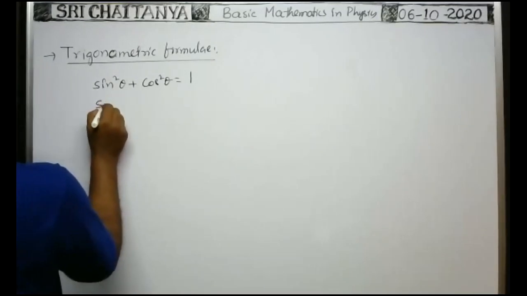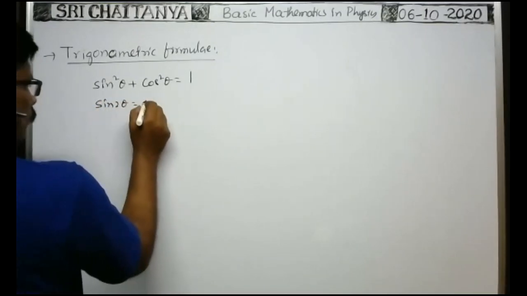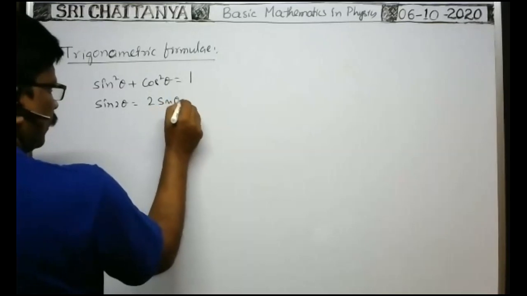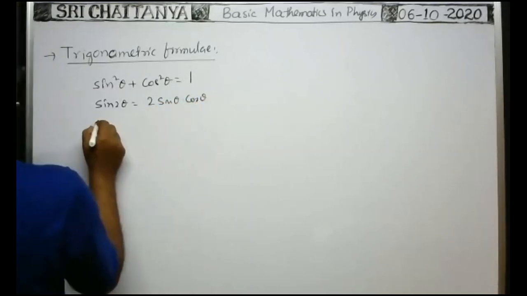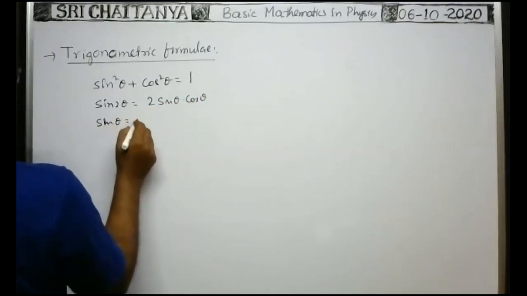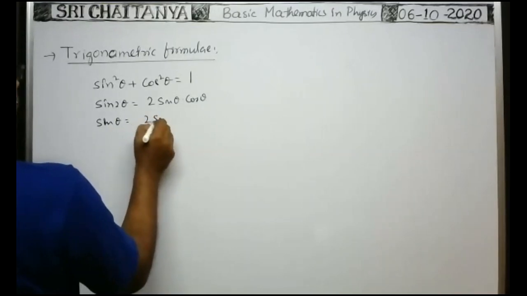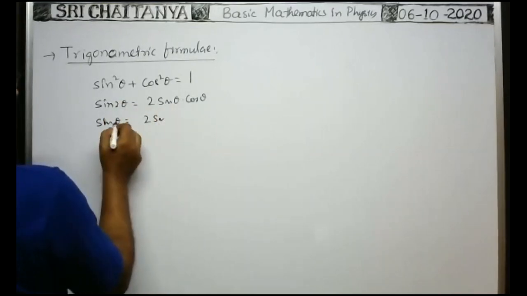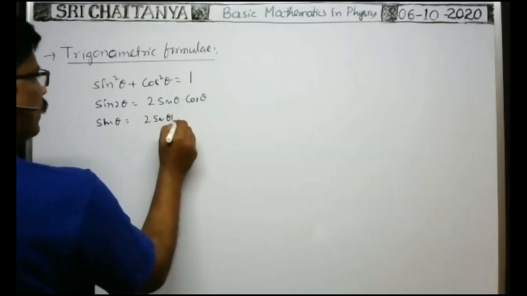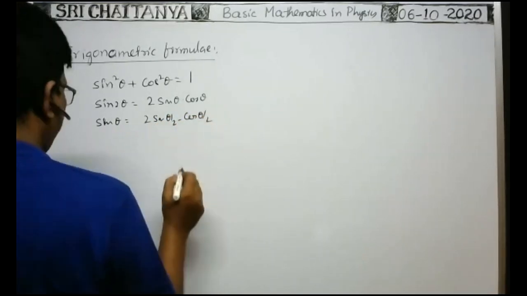Next, sine 2 theta is equal to 2 sine theta cos theta, we can write. Or sine theta is equal to 2 into sine of this angle by 2, which means theta by 2. Sine theta by 2, cos theta by 2, we can write.